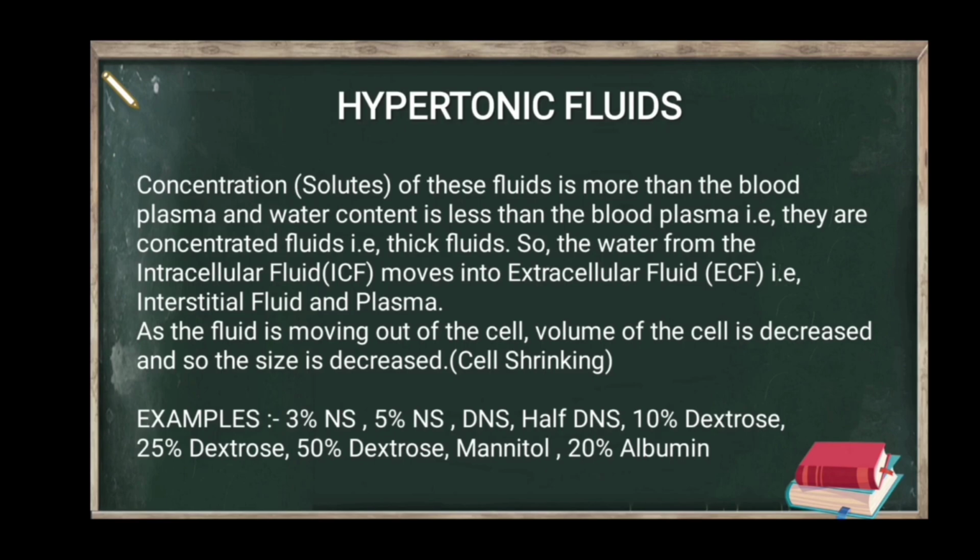As they contain less amount of water, the water moves from the intracellular fluid into the interstitial fluid and then into the plasma. Because relatively there is more water inside the cells. As the fluid is moving out of the cell, the volume of the cell is decreased. And so the size of the cell is decreased. That means shrinking of the cell occurs.